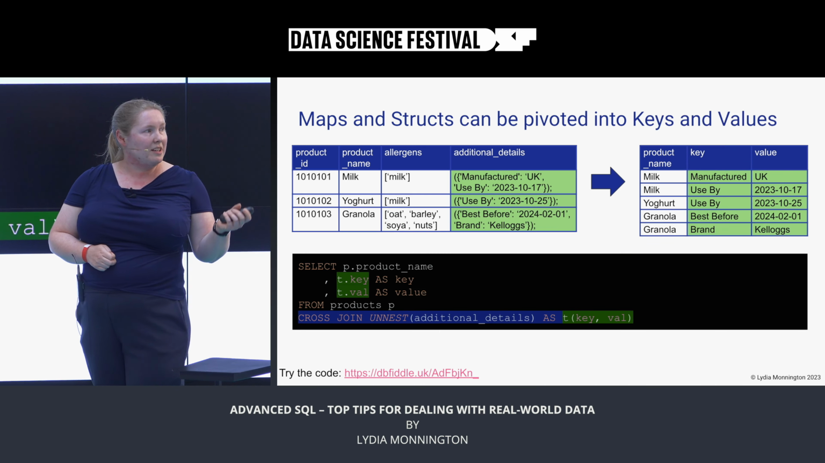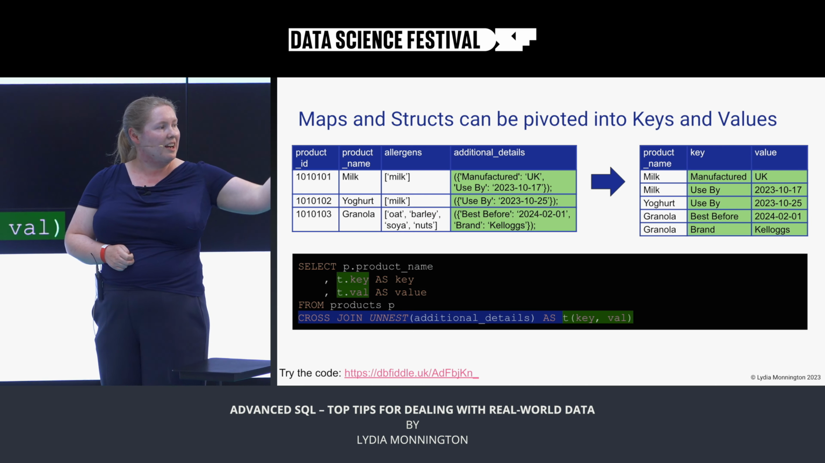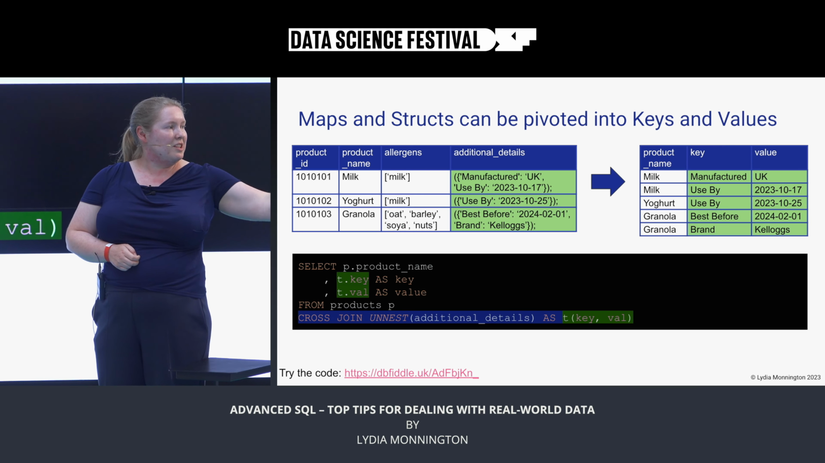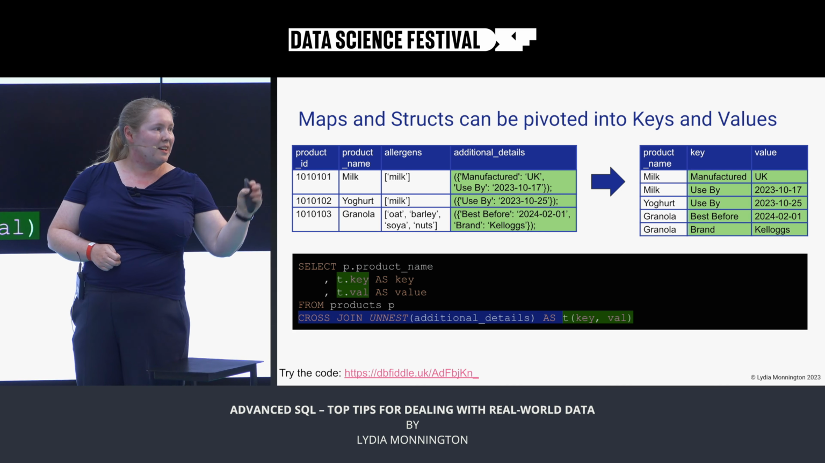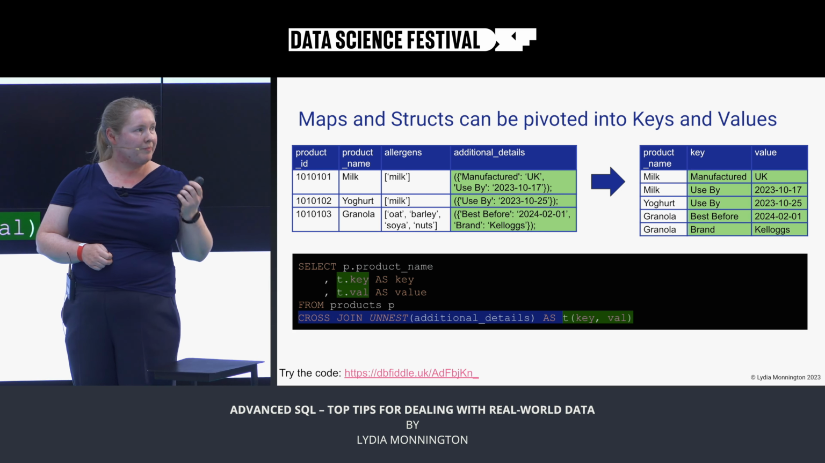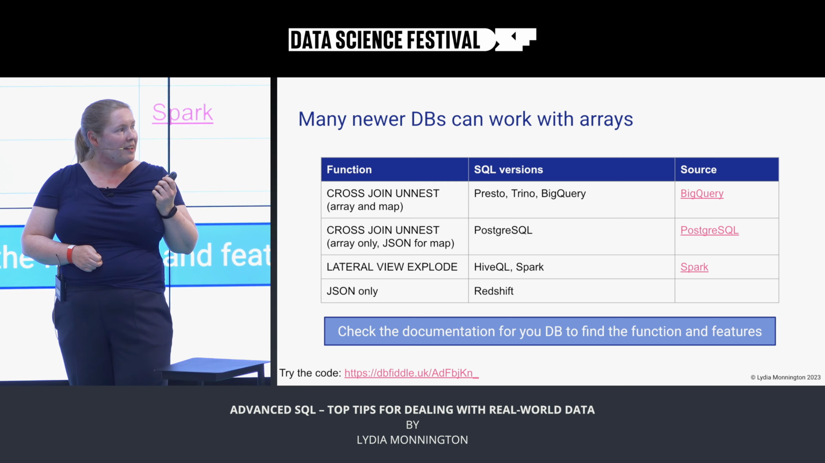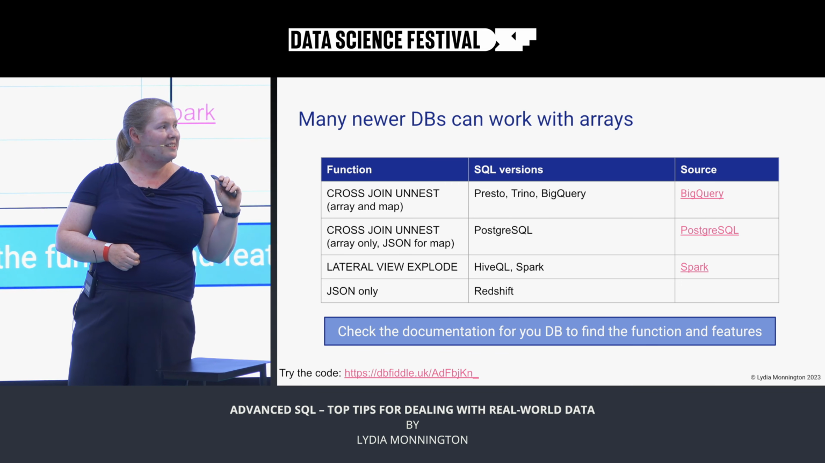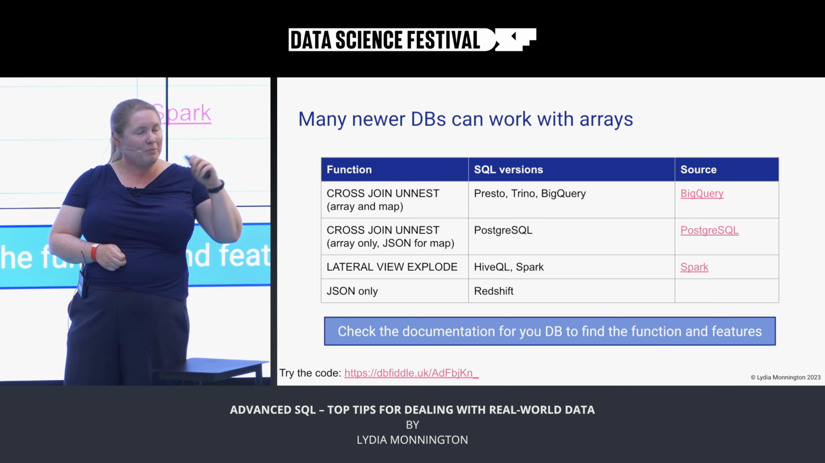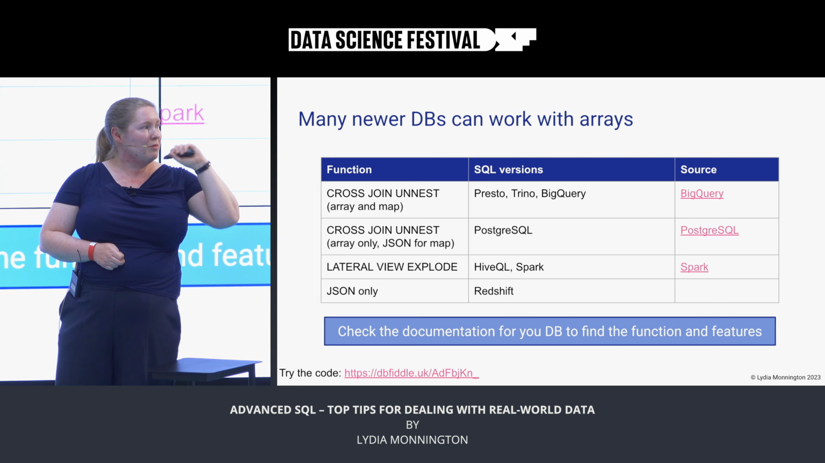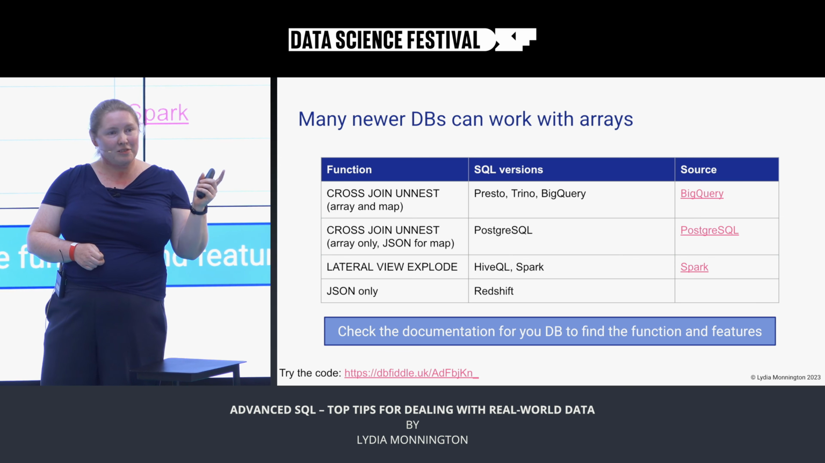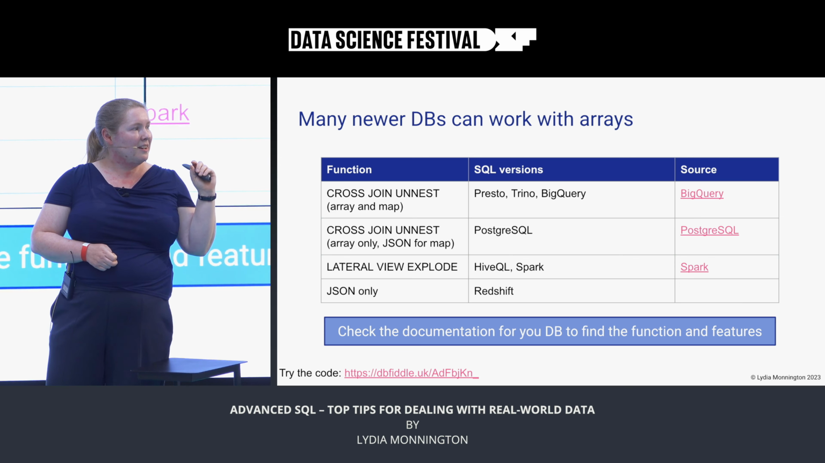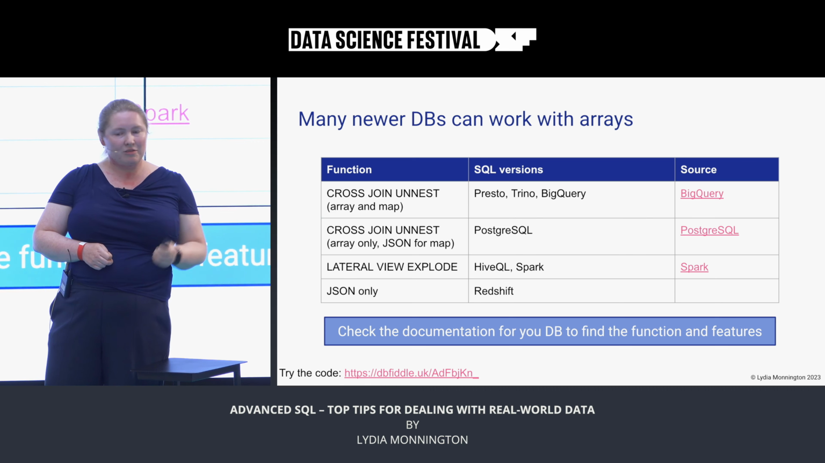The same thing can be done with maps and structs, so you can effectively unpivot them. You're giving the cross-join unnest the name of the column in brackets, and then T is effectively your table name, and you name the 2 columns. Most newer databases can work with arrays. Presto, Trino, and BigQuery call them cross-join unnest. For Postgres, which if you're following along with the code, you'll see you can use it for arrays, but only JSON for maps. And HiveSQL and Spark use lateral view explode.